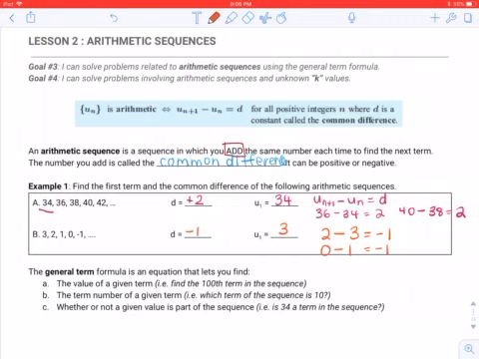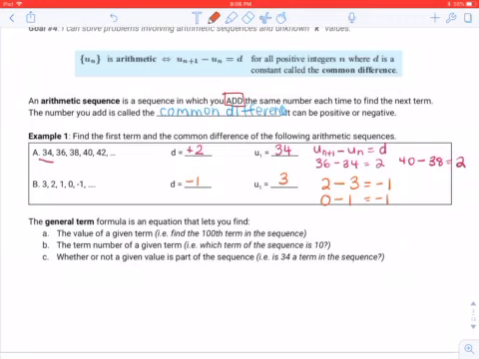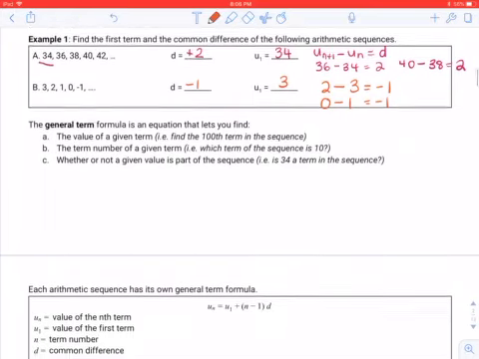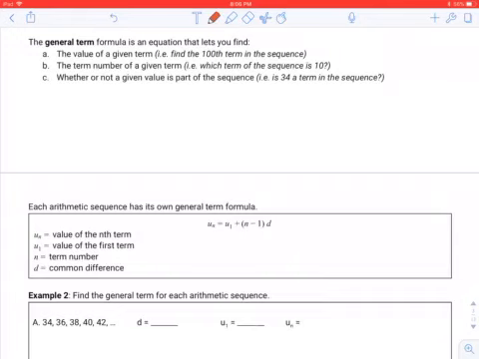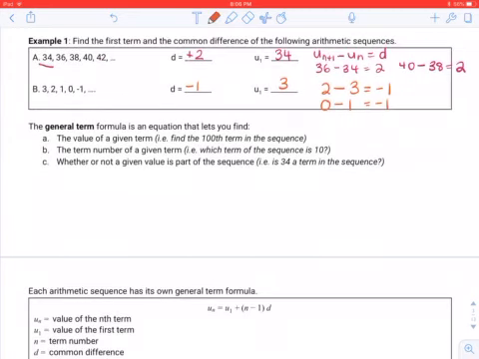and I get that common difference of negative 1 again. The reason that we look for the common difference and the first term is to put together something called a general term formula. A general term formula is a special equation that lets you find out some information about the sequence. It can let you find the value of a given term. So for example, we could look at this sequence B, 3, 2, 1, 0, negative 1, and using the common difference and the first term, we could find the value of the 100th term, the 1000th term, the 198,000th term. So we can find the value of any term in that sequence using the general term formula.